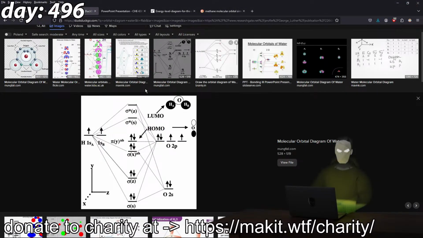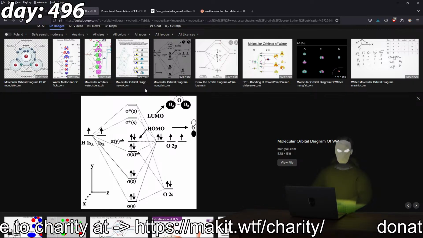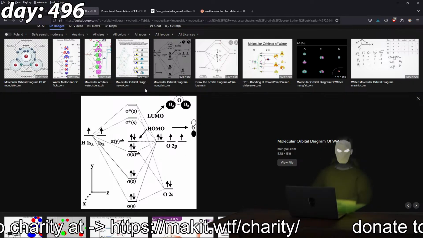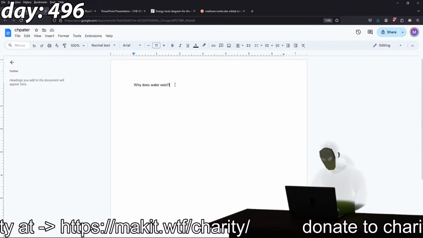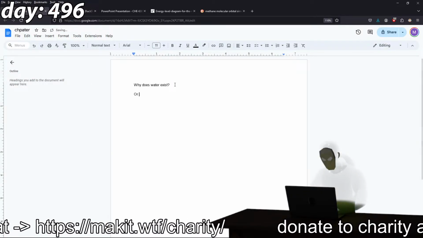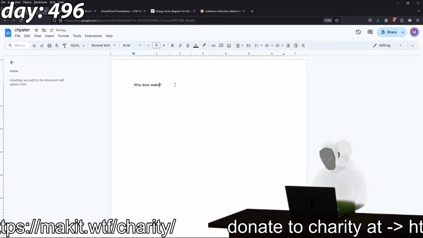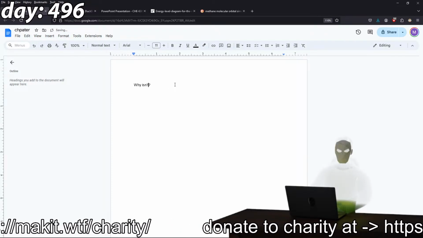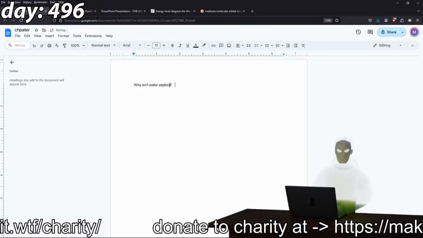Showing why water bonds, why isn't water explosive. Oh, actually, you know what, lamppost, that is it. I should probably just go for why isn't water explosive. Oh, because that is a way more interesting question, isn't it? Why isn't water explosive?